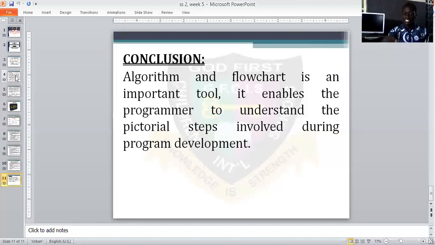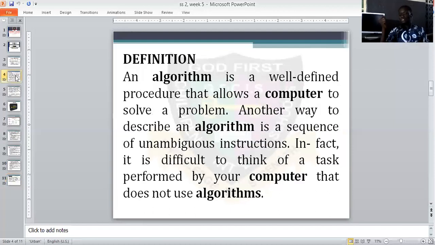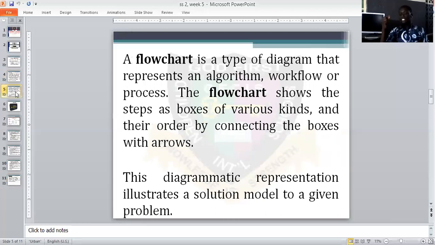So, like we said, a well-defined procedure that allows a computer to solve a problem is what we call an algorithm. And a flowchart is a type of diagram that represents an algorithm, workflow or process. So basically, this is just a summary of algorithm and flowchart.